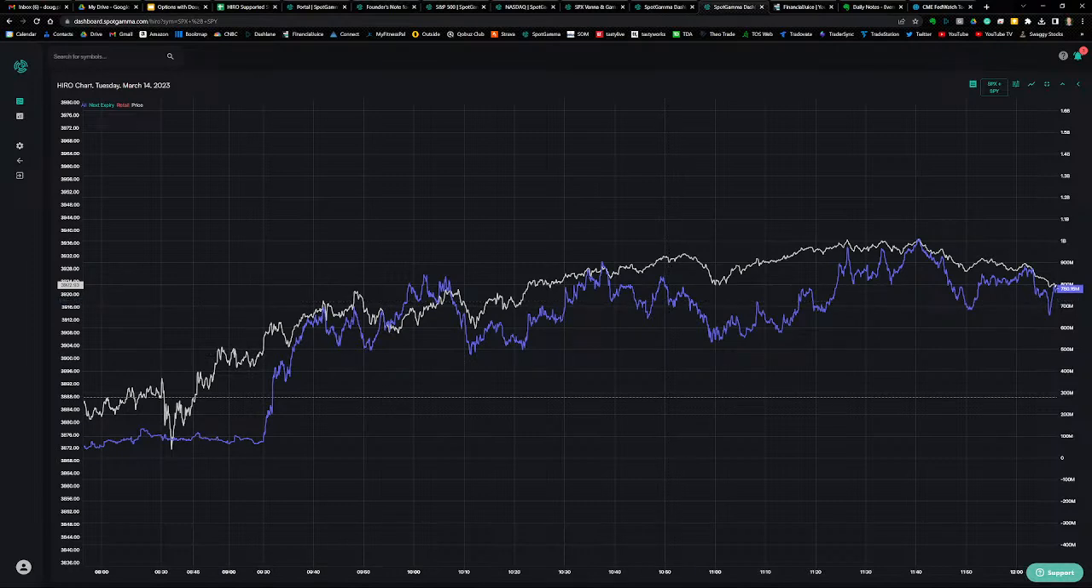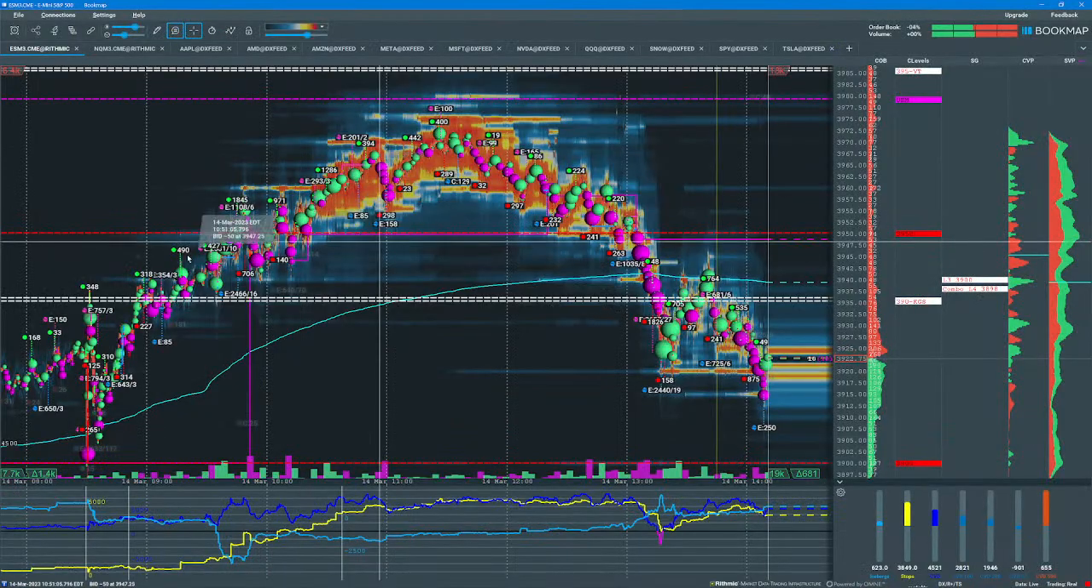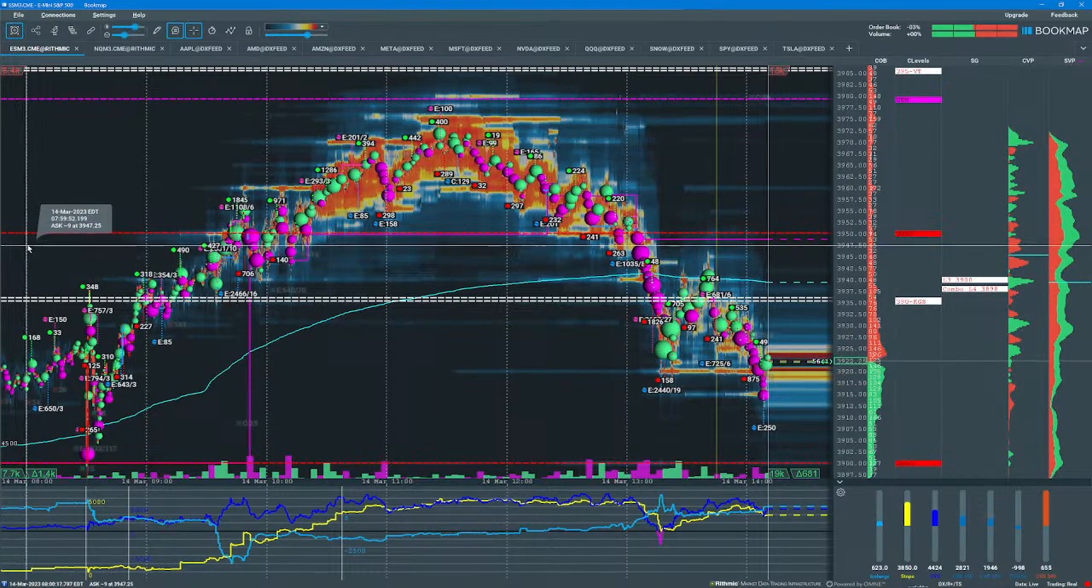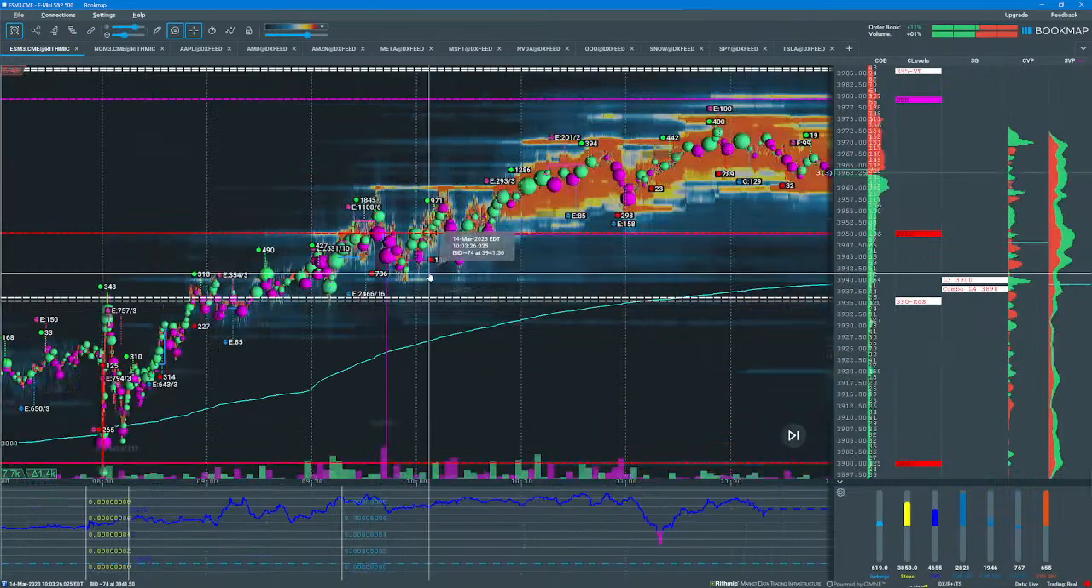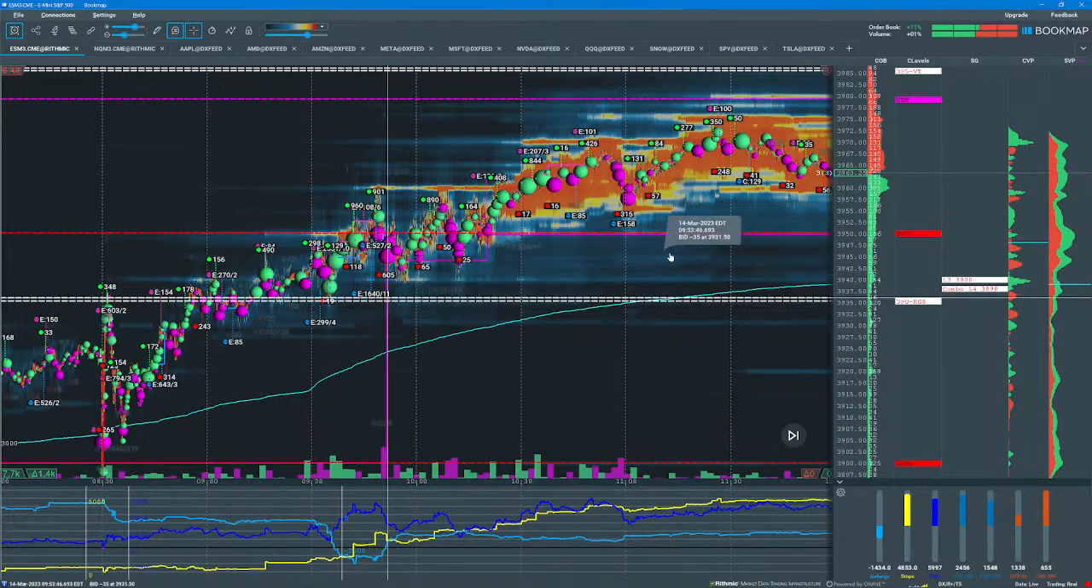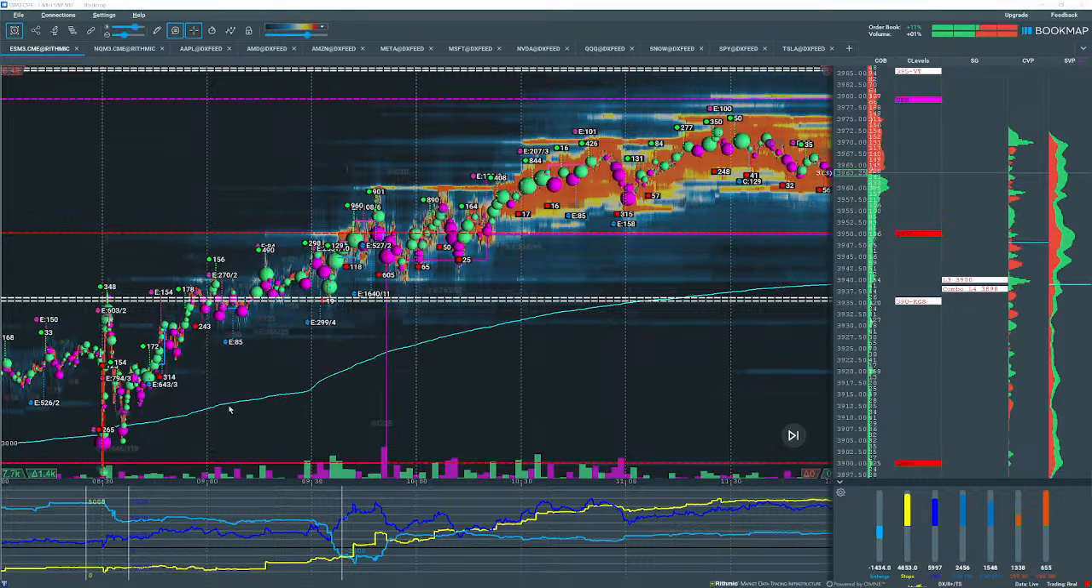Now let's go take a look at Bookmap. I'm going to zoom in on the morning from after the data until about noon. Notice again, we know that traders were buying calls, and that's bullish. Then starting at the RTH open here at 9:30, the trend continues.